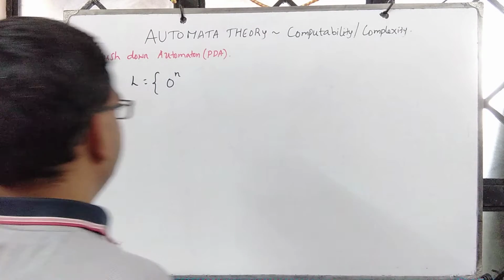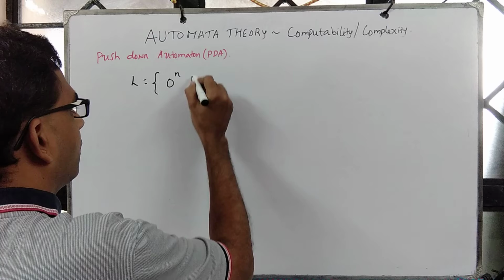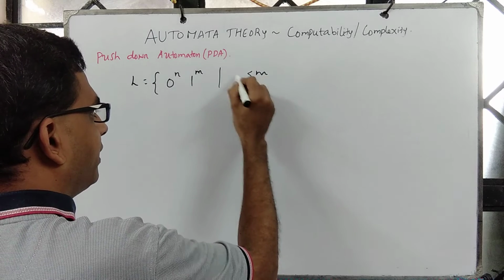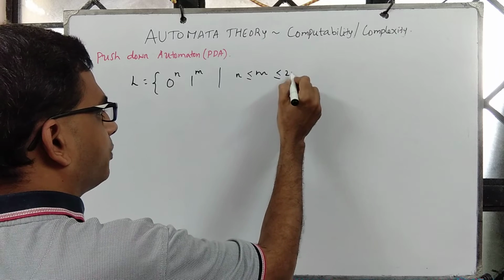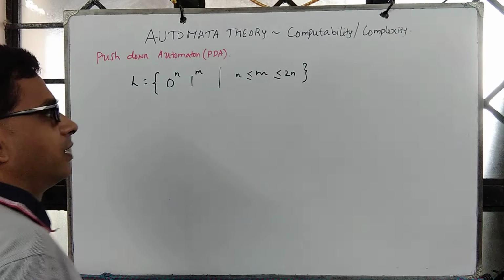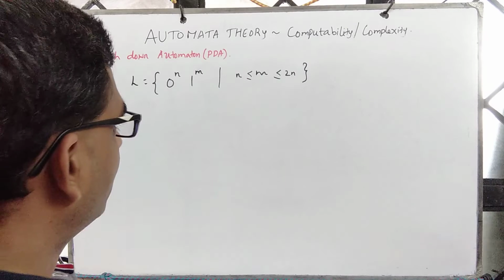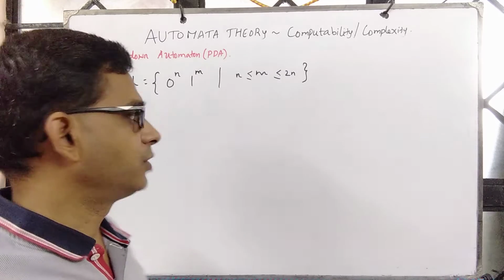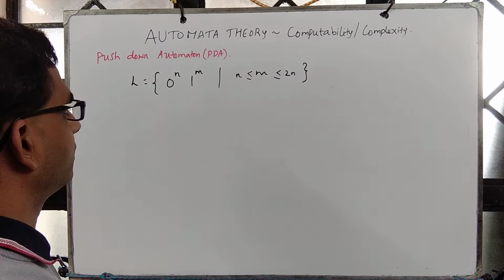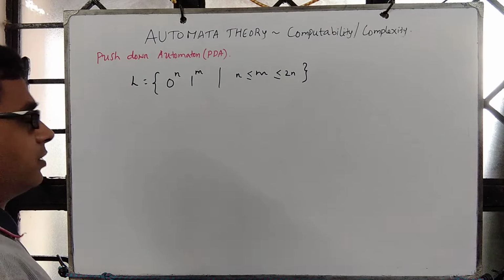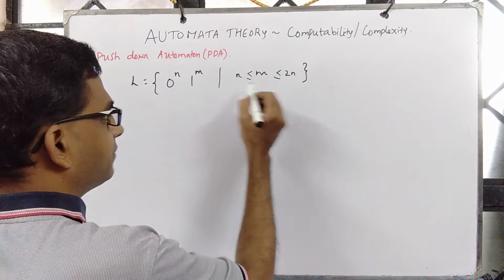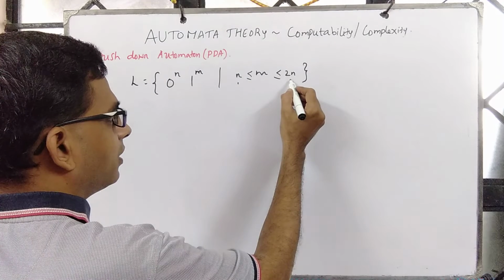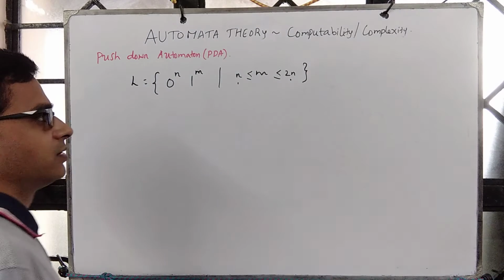Consider this language: 0 power n, 1 power m, and m is between n and 2 power n. Let's check whether things like this can be accepted by a PDA, a pushdown automaton, or not. So we know the extreme cases we have seen. If it is n, yes, there exists an automaton. If it is 2n, yes.